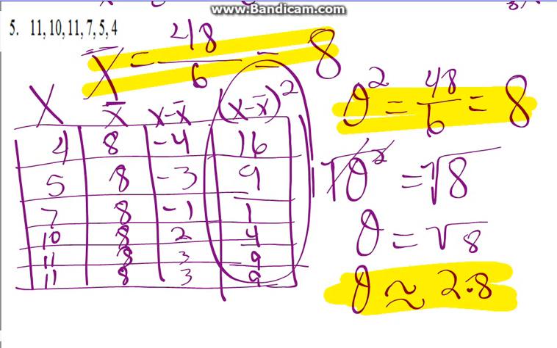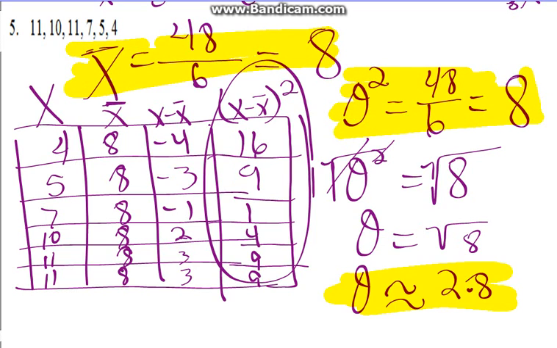So there's our three answers. Our mean is 8. Our variance is also 8. And our standard deviation is about 2.8.